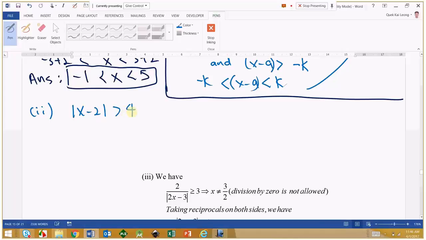So okay, class, you see how I write. Don't copy first. How you write will help you to remember. Of course, you can remove the absolute sign, then consider the case of positive sign or negative sign. I leave it to you.